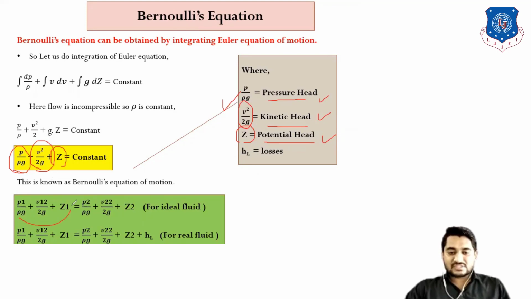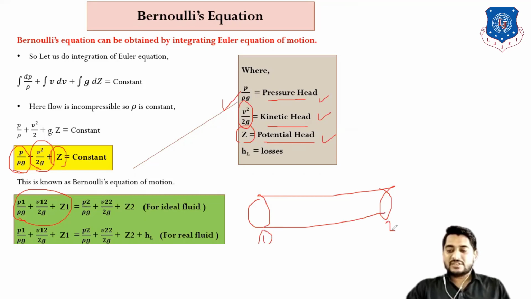And see this. Suppose we have a pipe like this cross section. Suppose here is cross section number 1 and here point number 2. So we have to find the energy between point 1 and point 2. So what will we do? We will apply the Bernoulli equation between point number 1 and point number 2. That is P by rho g plus V square by 2g plus Z for point number 1 is equal to P by rho g plus V square by 2g plus Z for point number 2.